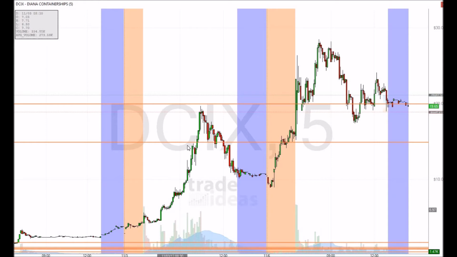Now, the reason that whole and half dollar marks are important is because it's psychological resistance. Everybody and their mom is looking for an area that's going to hold as resistance. And whenever you have a stock like DCIX that's opening up, the sky's the limit. I mean, honestly and truly, the sky is the limit. This stock could have ran to $100 intraday. It's very possible. We've seen stocks do it before.